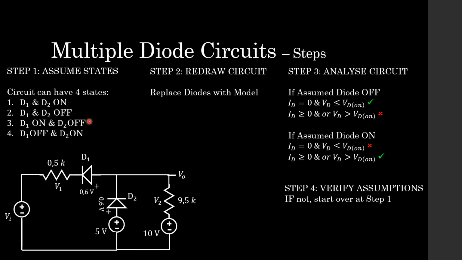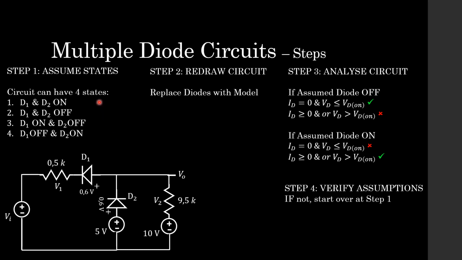The third state being only D1 on with D2 off. So D1 will be replaced with a 0.6 volt source and D2 will be replaced with an open circuit. And the fourth state being D1 off and D2 on. So D1 will be replaced with an open circuit and D2 will be replaced with its source. So you can only analyze the circuit using one state at a time.